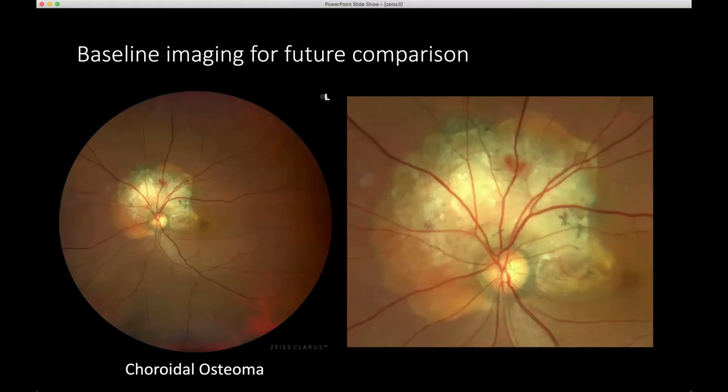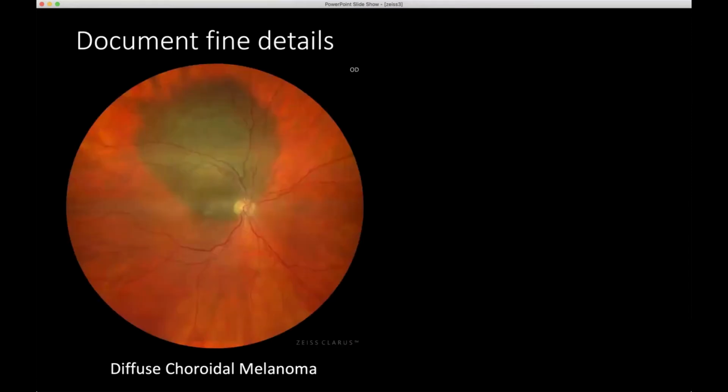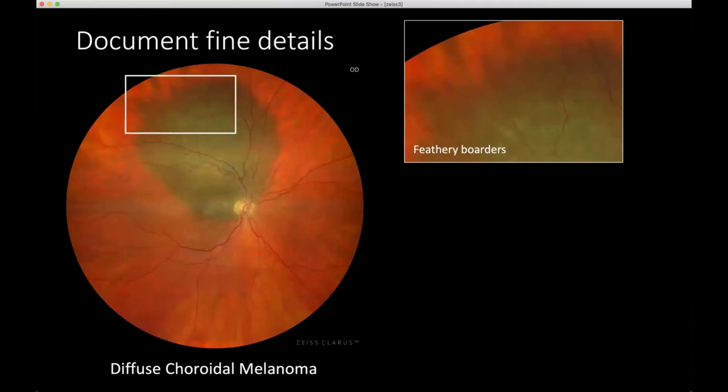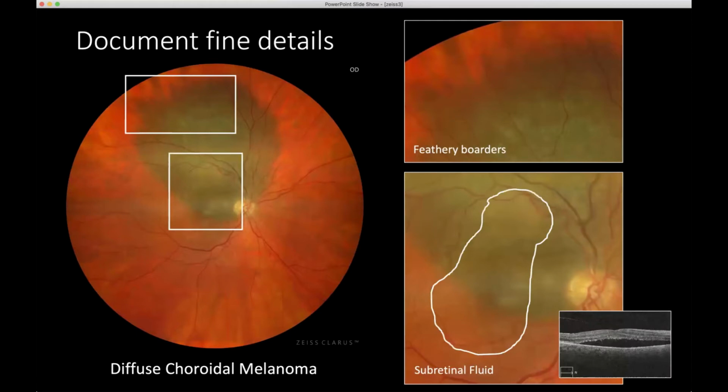This is an example of a choroidal osteoma. This patient eventually developed choroidal neovascular membranes, and so it was helpful to follow the growth of the osteoma as well as complications from the CNVM. It can also be useful to document fine details, especially in the periphery. This is a diffuse choroidal melanoma. Here you can see the feathery borders of the lesion, as well as the subretinal fluid.